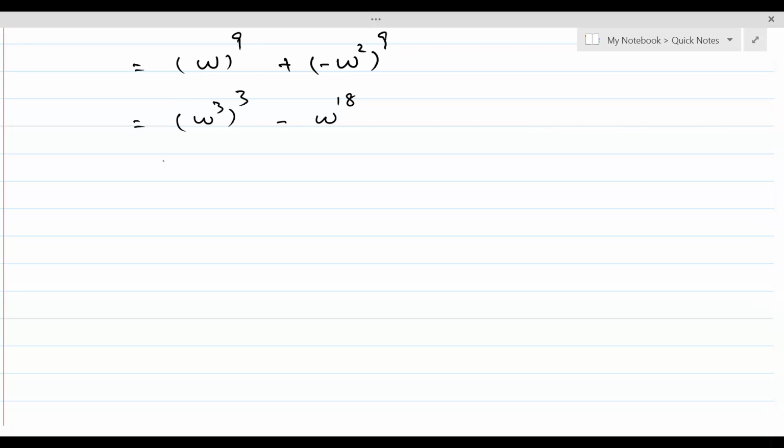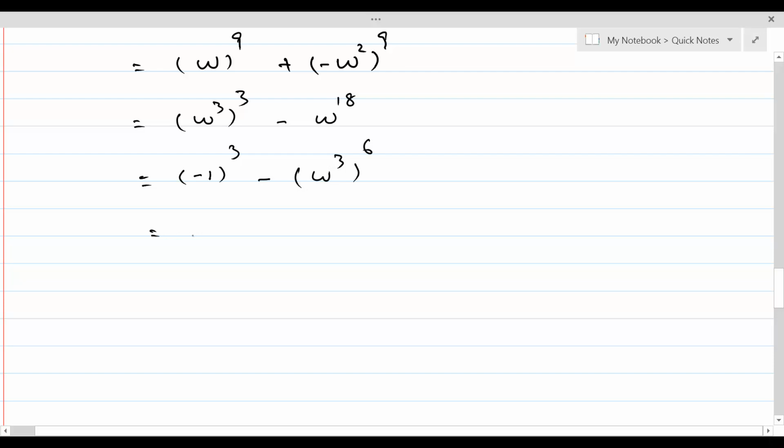And for this reason we have minus 1 power 3 minus omega cube power 6, and this is equal to minus 1 minus negative 1 power 6, which is equal to negative 1 minus, because negative when raised to even power becomes positive, so this is equal to minus 2. That is what we were required to prove.